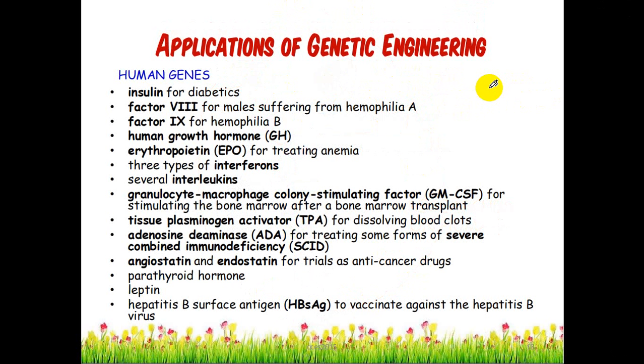Applications: insulin for diabetics, factor 8 for males suffering from hemophilia A, factor 9 for hemophilia B, human growth factors, growth hormones. We can also produce erythropoietin for treating anemia, three different types, and these are all different types of diseases and their solutions that we have produced after genetic engineering.